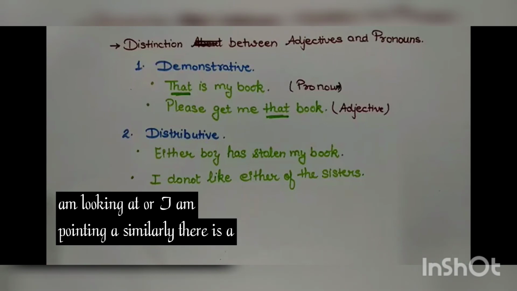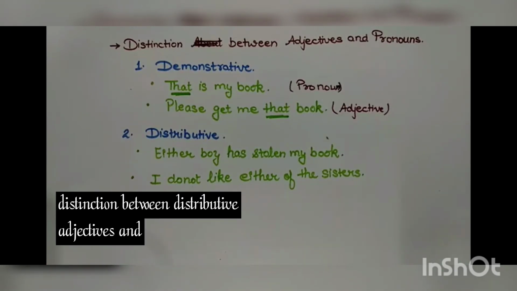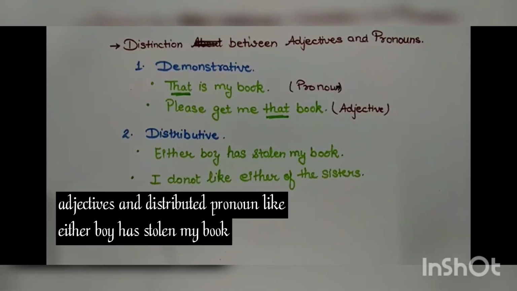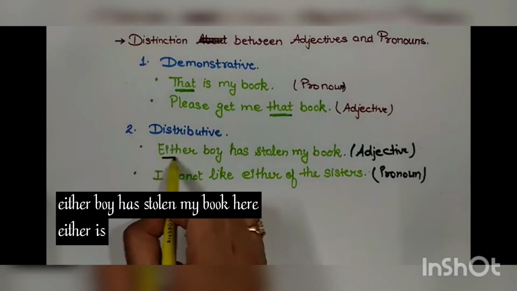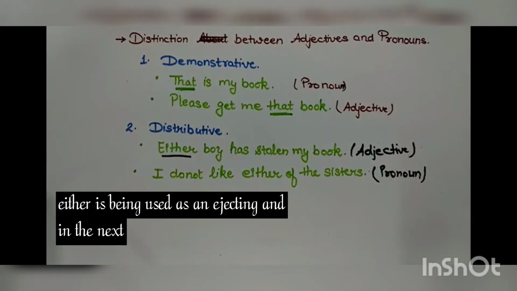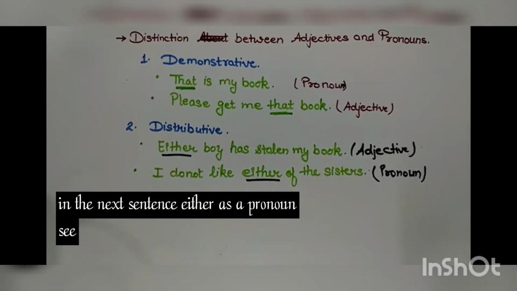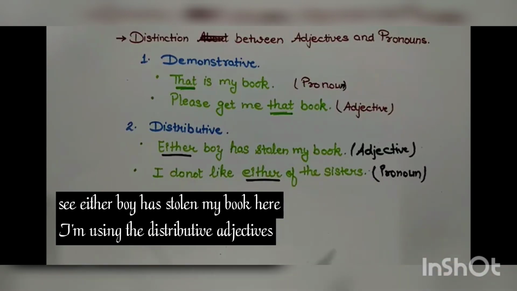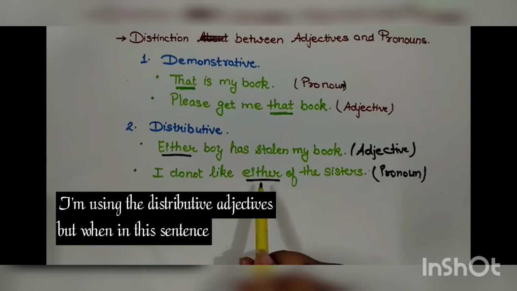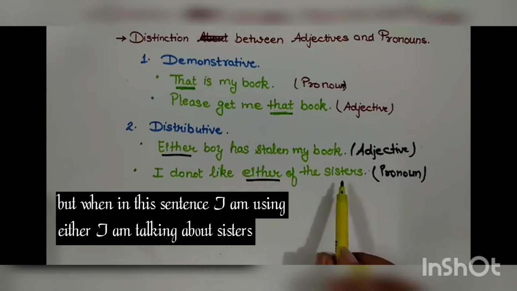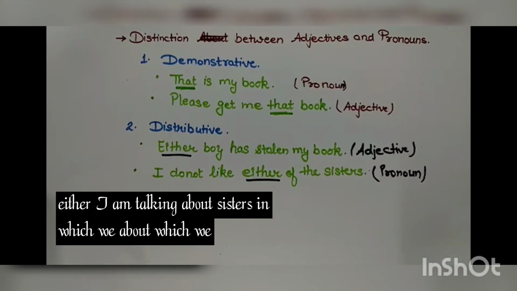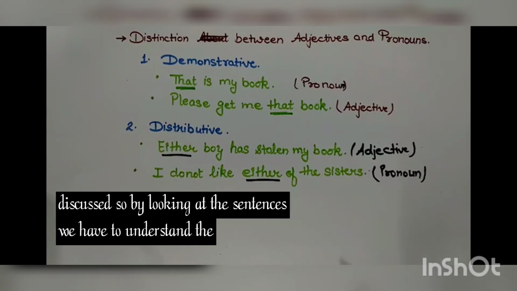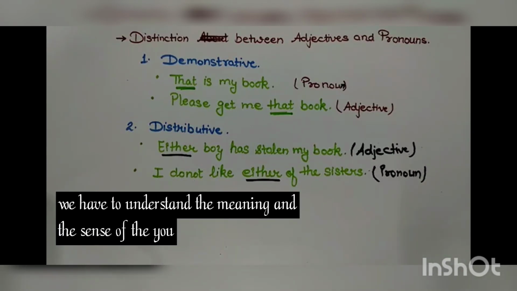Similarly, there is a distinction between distributive adjective and distributive pronoun. Like, either boy has stolen my book. Here, either is being used as an adjective, and in the next sentence, either is a pronoun. See, either boy has stolen my book: here, I am using the distributive adjective. But in the other sentence when I am using either, I am talking about sisters about whom we have already discussed. So, by looking at the sentences, we have to understand the meaning and the sense of the discussion.